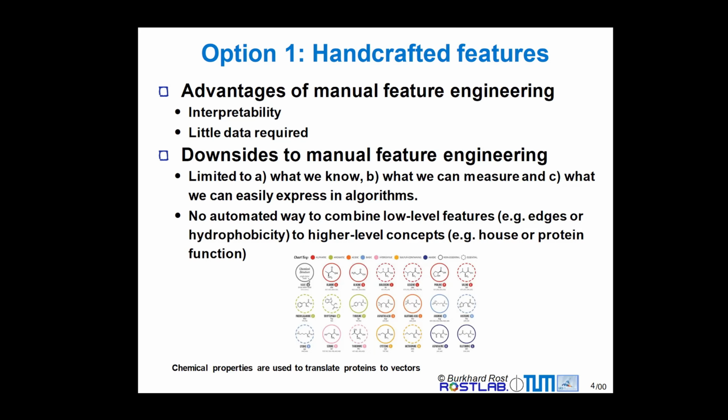So you then would have to come up with some clever way to actually combine these low-level features, like edges or some hydrophobicity metric for each amino acid in your protein, that allows you to then predict with certain reliability the protein's function.